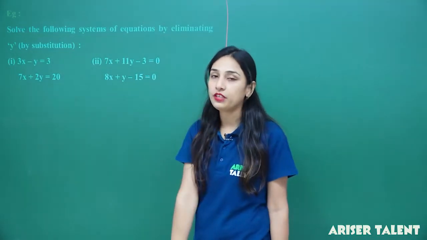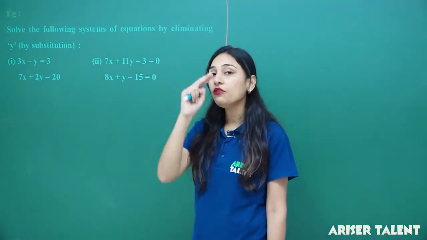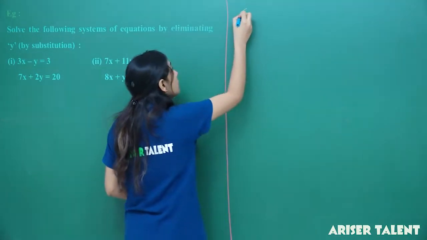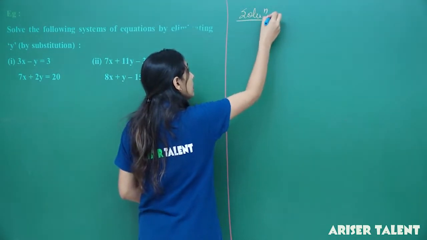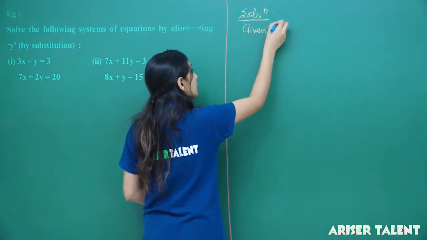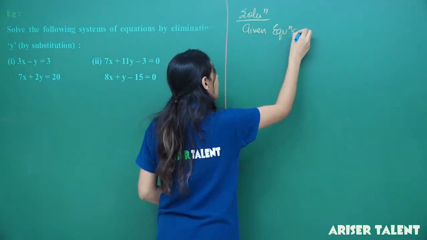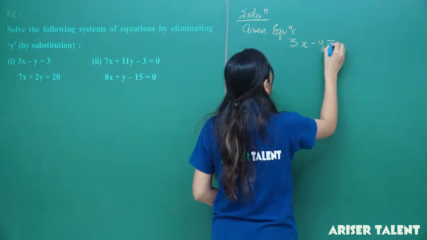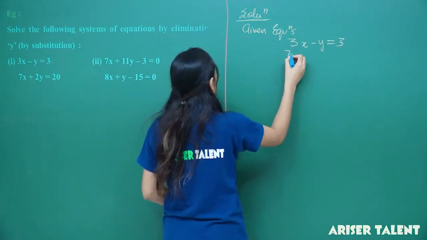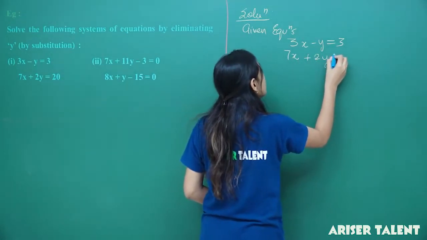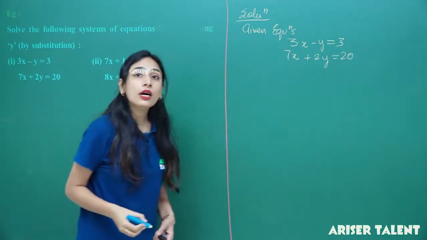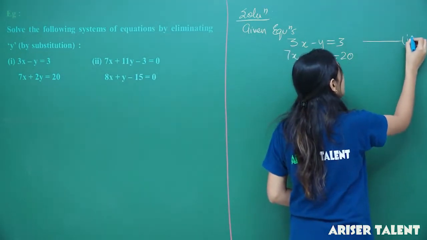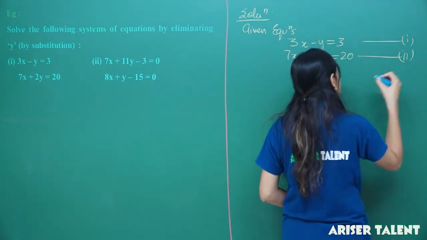You have these two equations. So what are we going to do? We are just going to write these equations first. In the solution part, students, here we will have the given equations. These given equations are 3x minus y equals 3 and 7x plus 2y equals 20. So you have these two equations, right? This is our equation number 1 and this is our equation number 2.